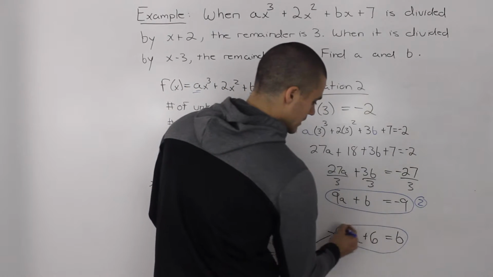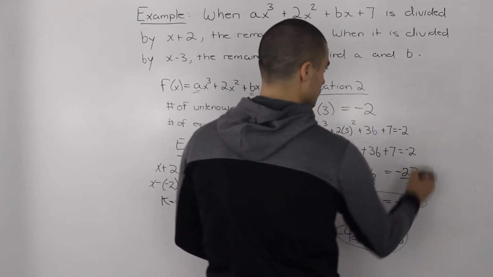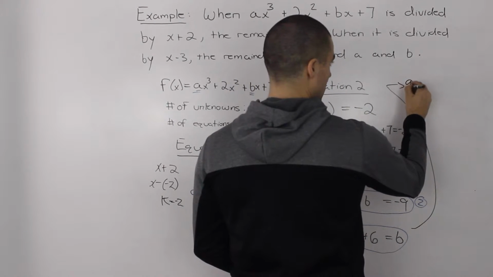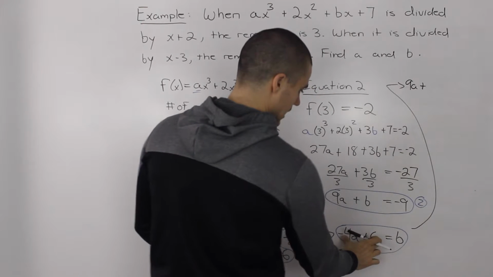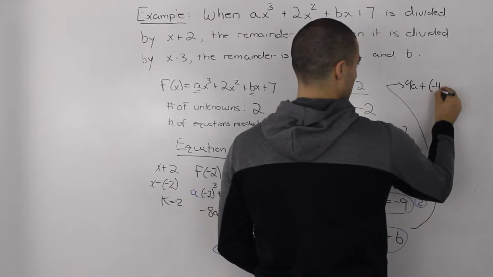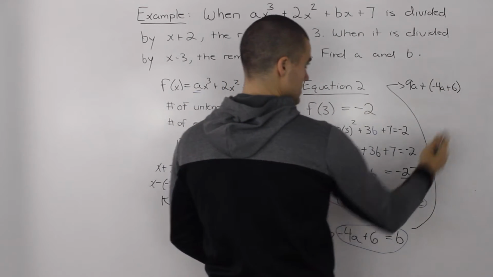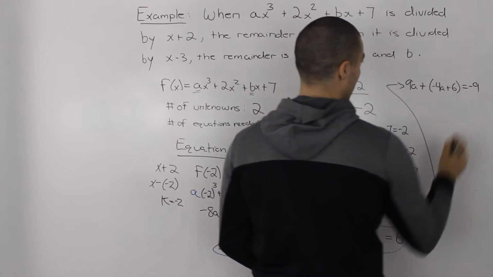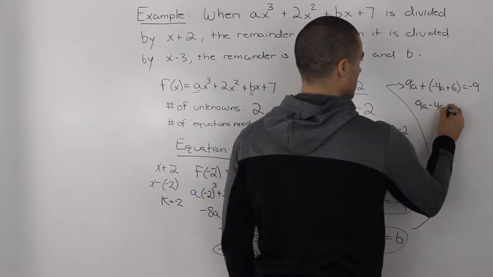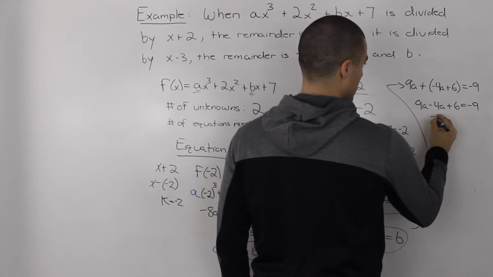And then I'm going to take this b and plug it into equation 2. So doing that all up here, let's rewrite equation 2. So we got 9a plus, I'm going to sub in for b this negative 4a plus 6. So 9a plus this b value is equal to negative 9. So then simplifying this, we get 9a minus 4a plus 6 equals negative 9. So 9a minus 4a, that gives us 5a.